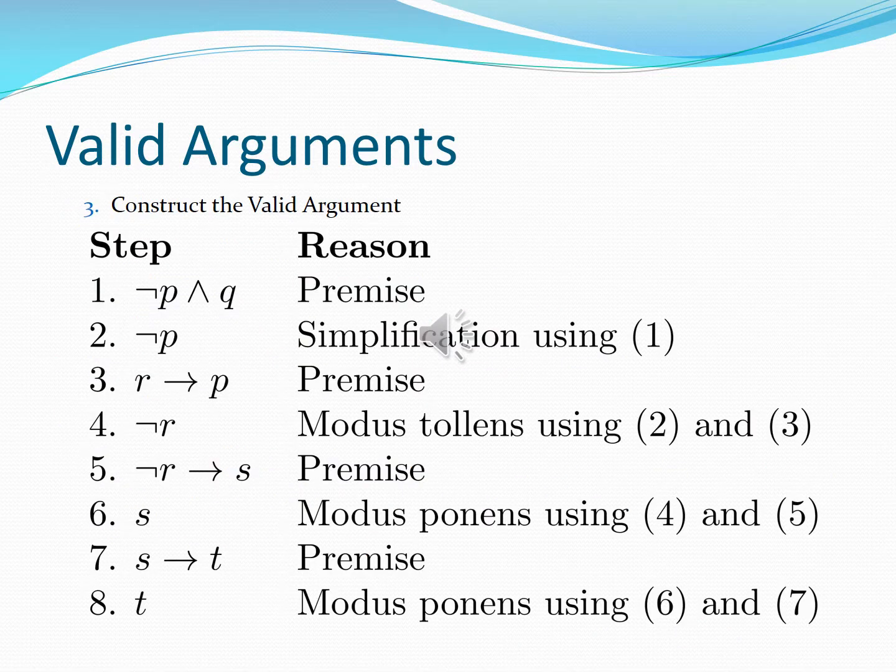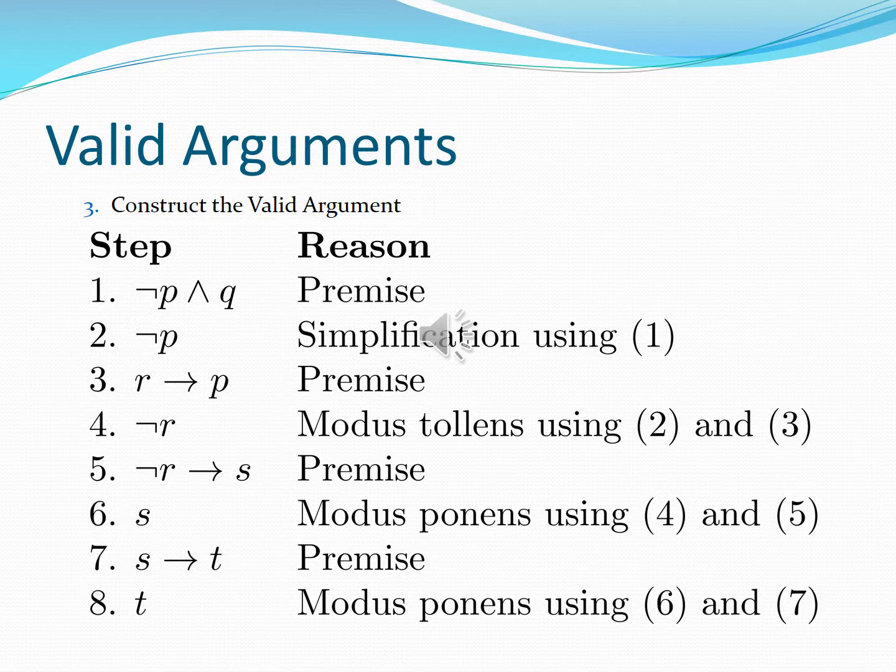Valid argument. To construct the valid argument, we have steps 1 through 8, and in each of the steps we will mention the reason. For the first premise, not P and Q. So this is my premise number 1. If I use the rule of simplification, I will find the conclusion from premise number 1 to be not P.